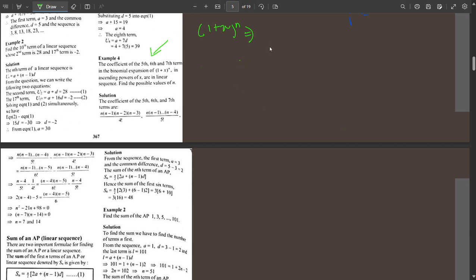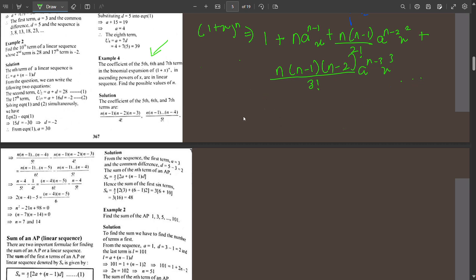If you expand this, it's 1 plus n x, plus n times (n minus 1) over 2 factorial times x squared, plus the next one is n times (n minus 1) times (n minus 2) over 3 factorial times x cubed. It's not a difficult expansion, so I think you should learn it. So this is what we are going to use here.